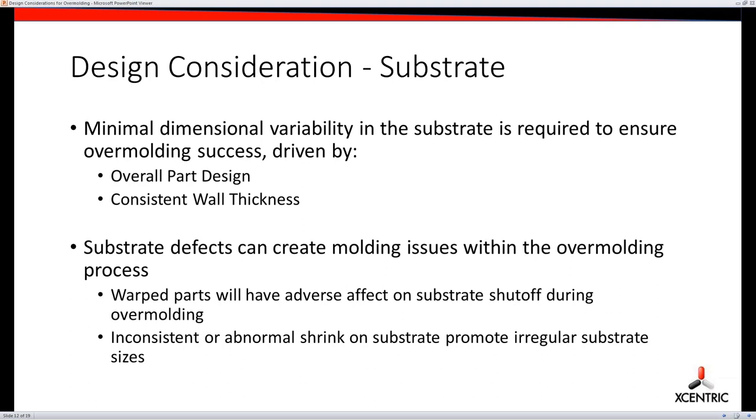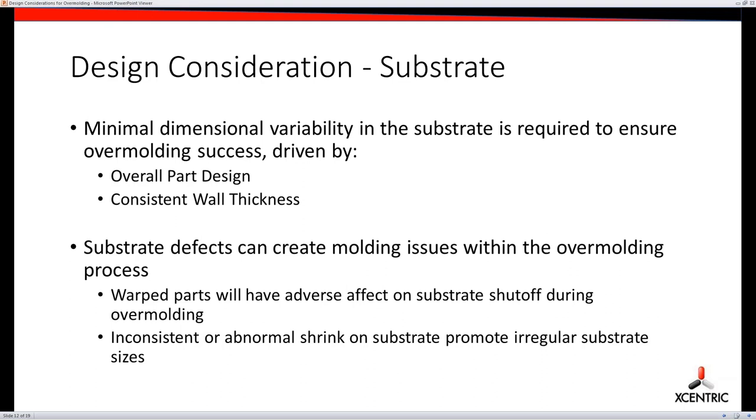Next, when thinking about your substrate, the substrate's a part within itself. So the biggest thing is going to be consistency part to part. The way we do our overmolds here, it's transfer. So we shoot the first shot in one mold and then take that part and move it to another. In the traditional two shot method, the mold rotates and you get your second shot, but consistency with the substrate is highly important.